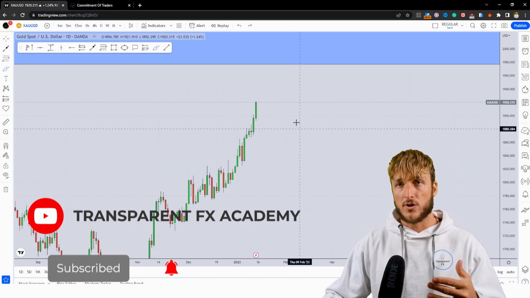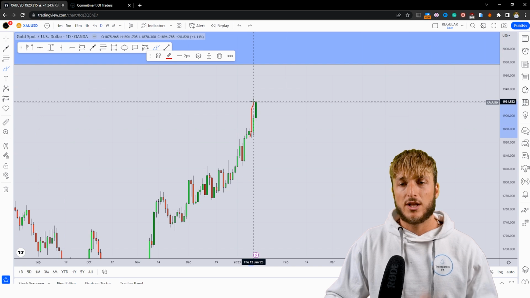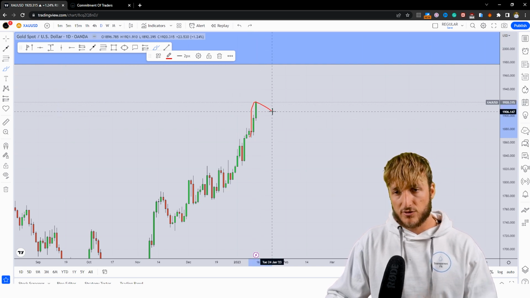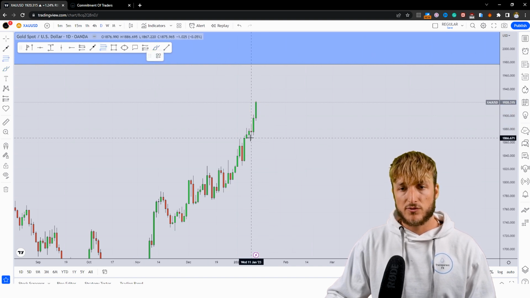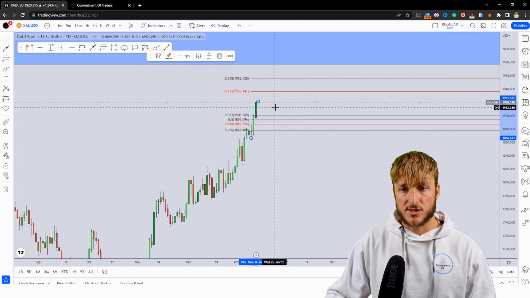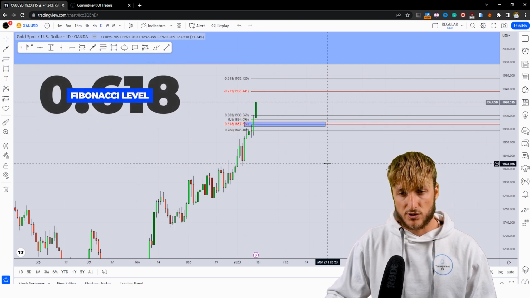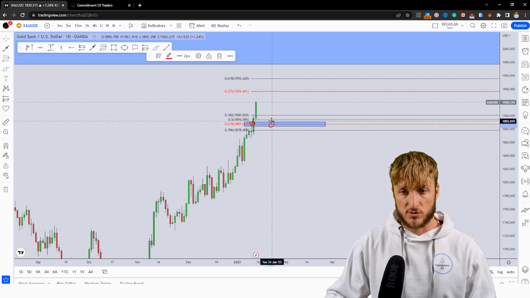Now, at the moment, what we can notice is that we just got a new impulse to the upside from a daily perspective. In general, after an impulse, if you want to measure the correction, you have to take your Fibonacci from the low to the high of the impulse. And if we do that, we can notice how we have the 0.618 Fibonacci retracement, which is lining up exactly with the previous daily resistance turn support.